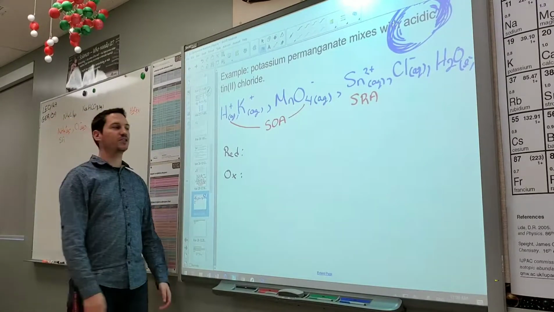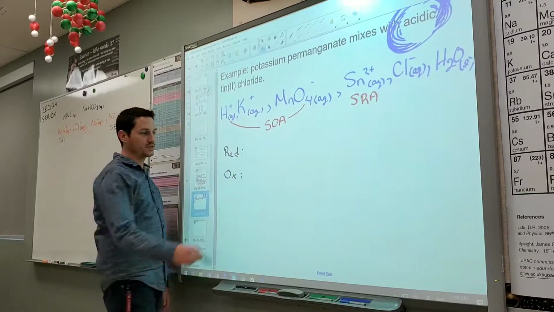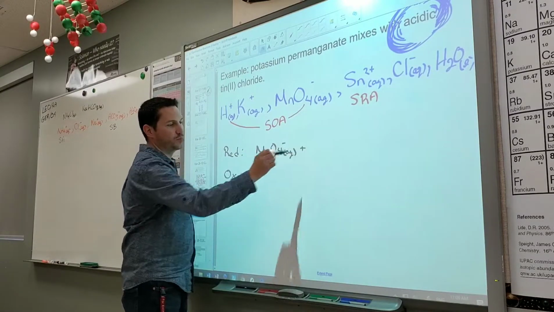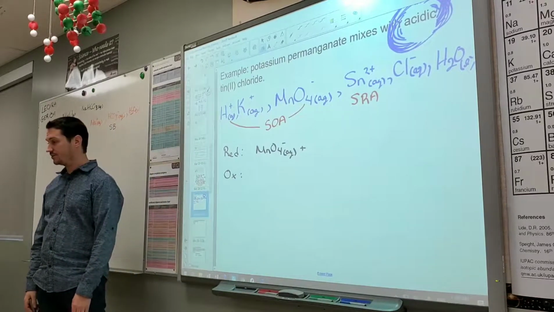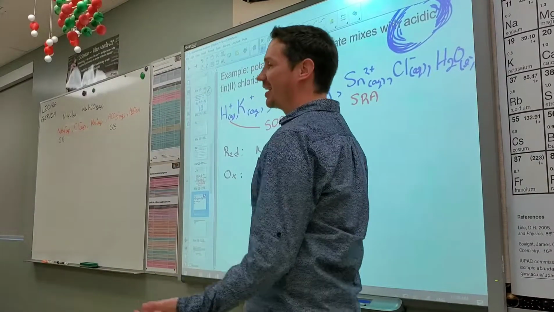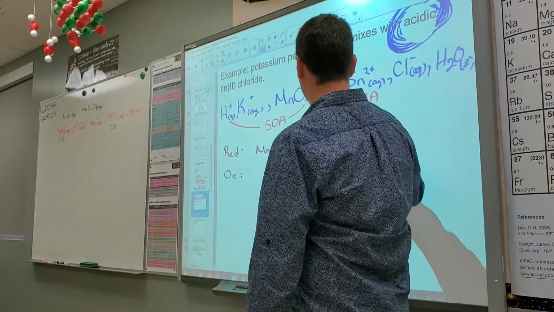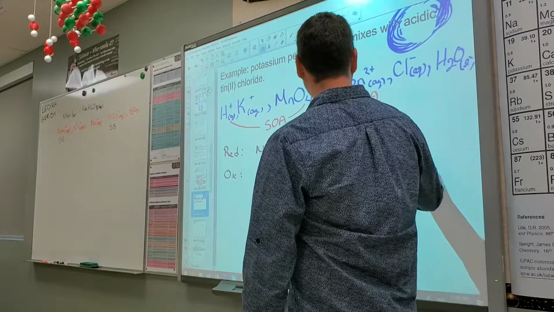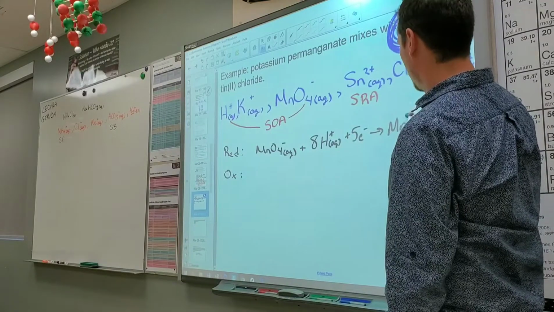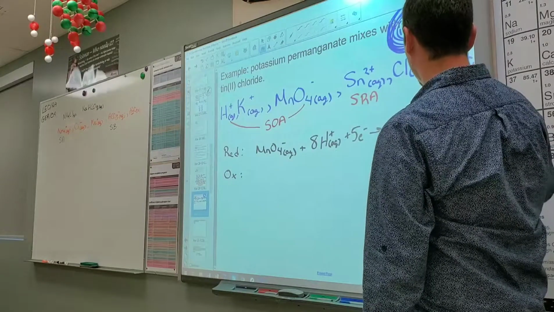Which one of these is our reduction half reaction? It's the acidified permanganate, right? So we've got MnO4 minus plus how many protons? 5. Because there's 5 electrons, right? Oh, we're kind of a step ahead. And then what's this going to make? Manganese 2 plus and 4 H2O liquids.